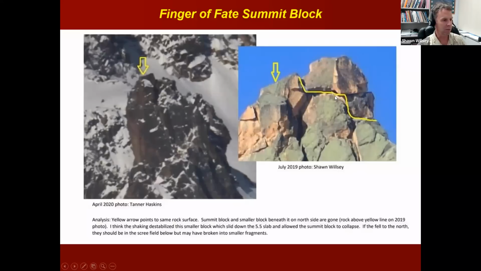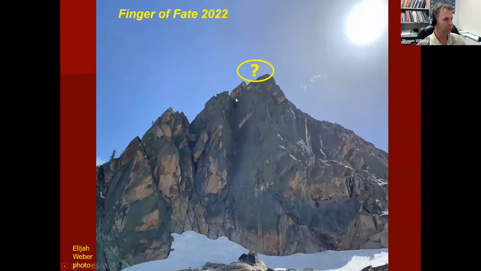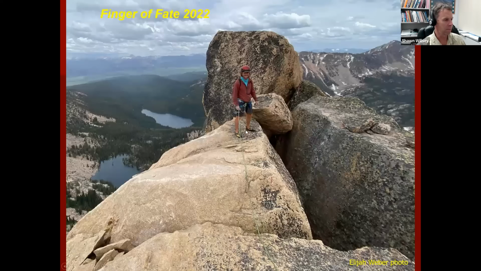gone. So I guess I feel a little lucky that I was one of the last group of people to get on top of the Finger of Fate when it still had its little sort of cherry on top of the summit block there. So these are some photos. Some other folks have climbed up there in the last year or so, and you can see that summit block missing there. This is 2022. And then this is a photo of what the summit looks like now.